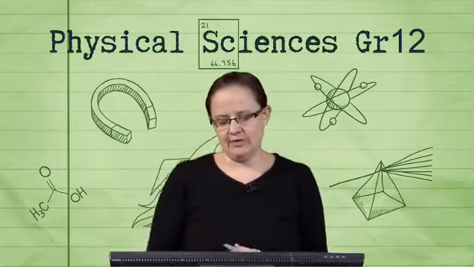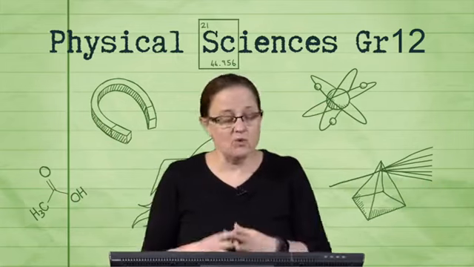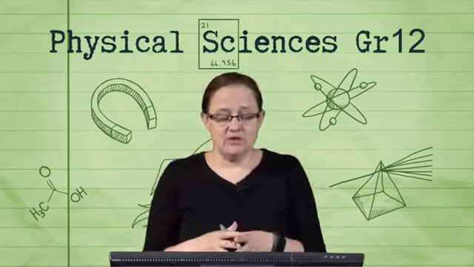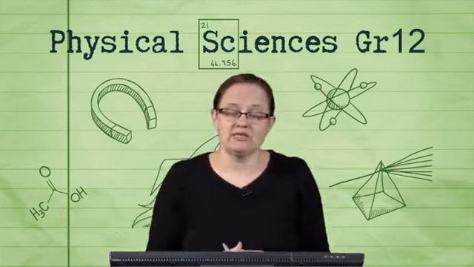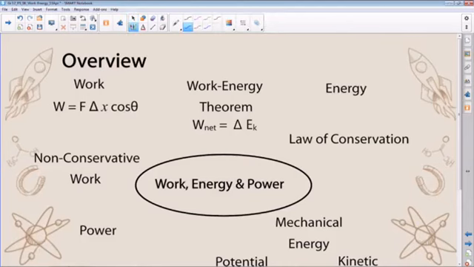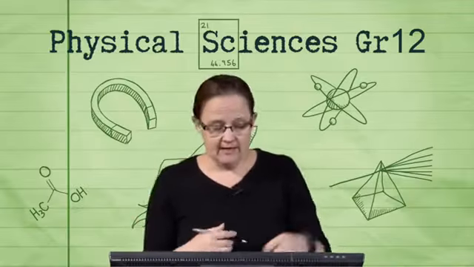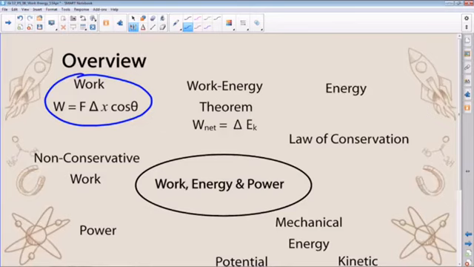So what I want to do quickly is give you an overview of work, energy, and power as a section. We're not going to cover all of this today because it's just too much theory, and we want to first cover the important parts to start off with, and then once we've built a foundation, we can do the rest, okay? So the first thing we're going to look at is the whole concept of work and what it means to do work in science terms, not in general terms, and look at the equation W equals F delta x cos theta, and we'll deal with all of that together.